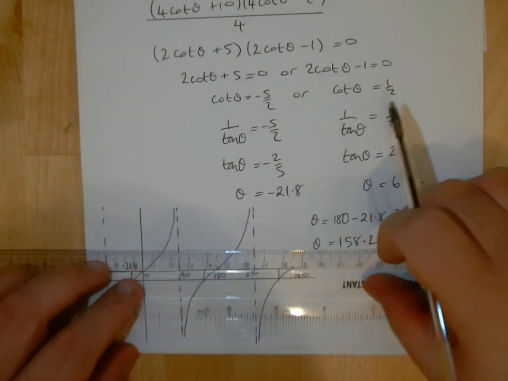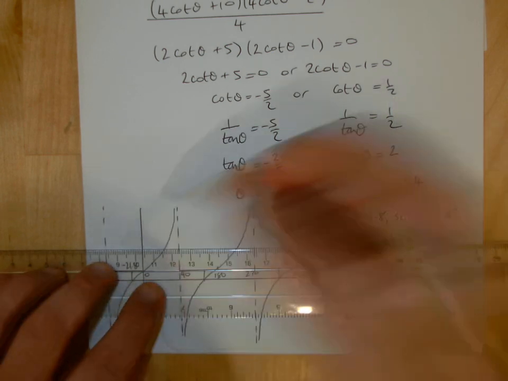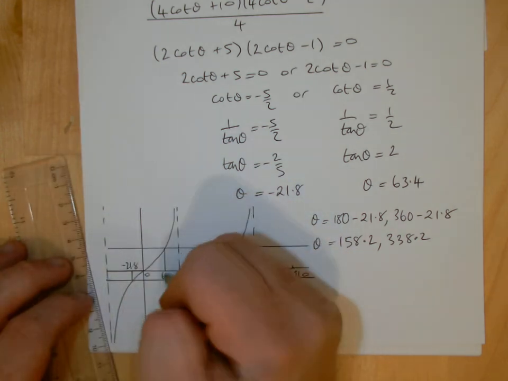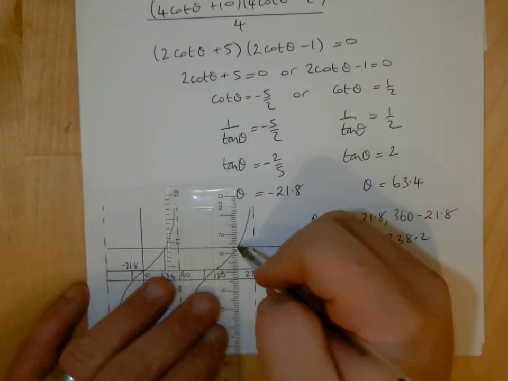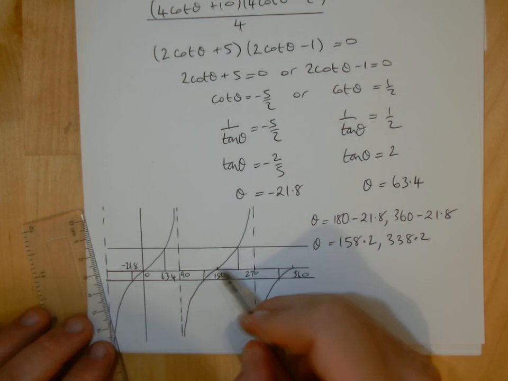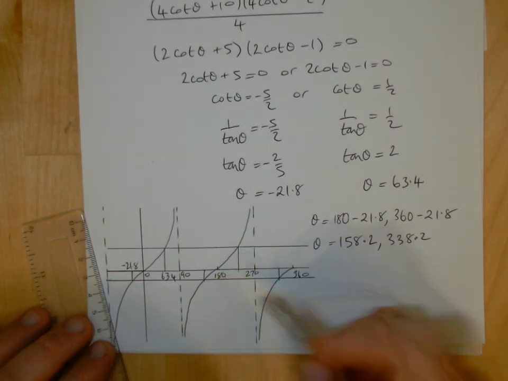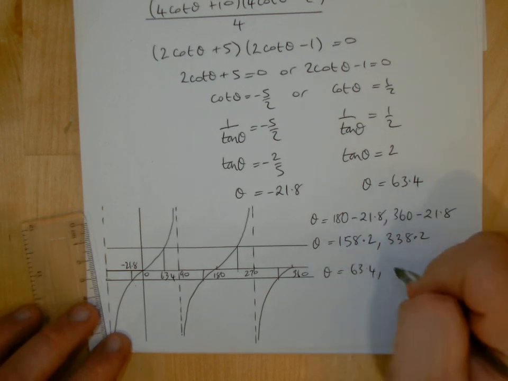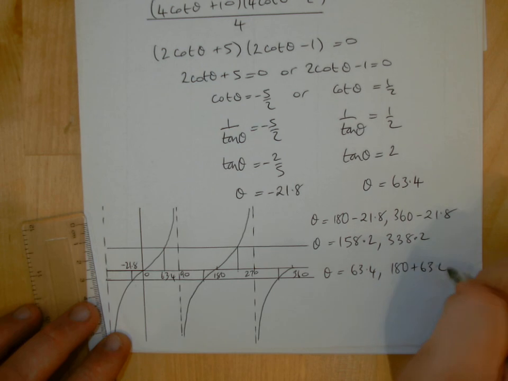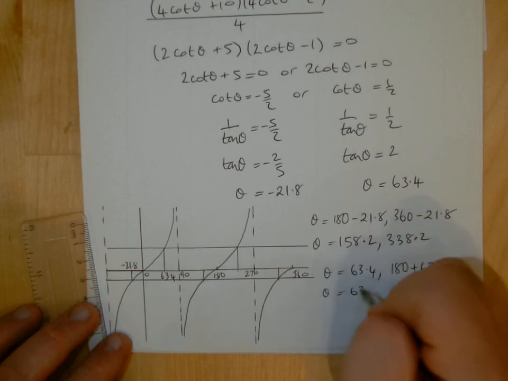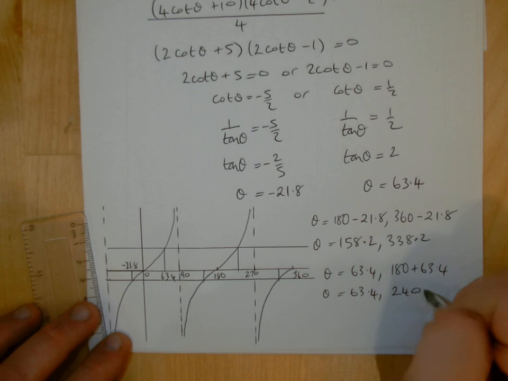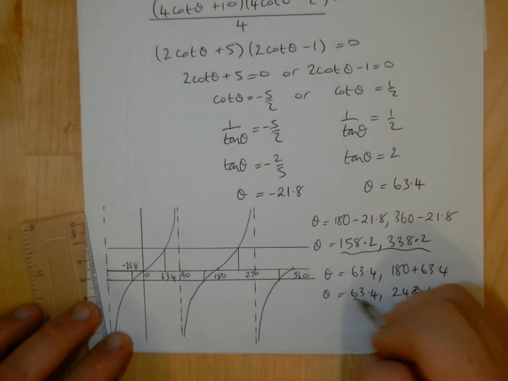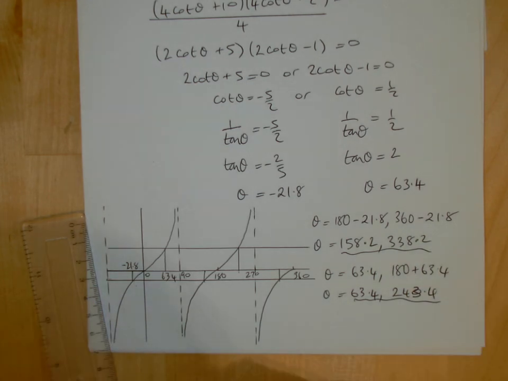63.4 then, well, that's going to be here. So there's 63.4, so we've got another result there. So you can see then that's going to be 180 plus 63.4. Okay, so there's one set of results there, and then there's the other set to go with it. So we've got a complete set of results there.